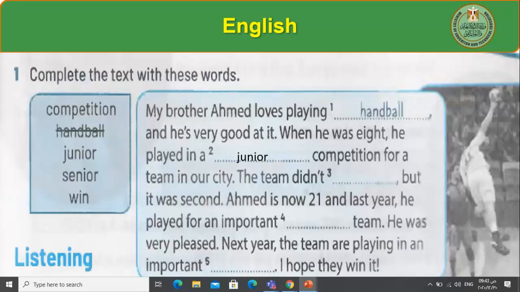for a team in our city. عام 8 سنين هيلعب ايه في مسابقات الصغار. The team didn't win فريق مفاسي but it was second طلعت تاني. Ahmed is now 21 and last year he played for an important senior team. لعب فريق ايه الكبار. He was very pleased. Next year السنه الجايه ان شاء الله the team are playing in an important competition. I hope they win it.